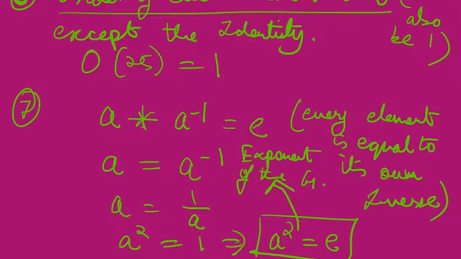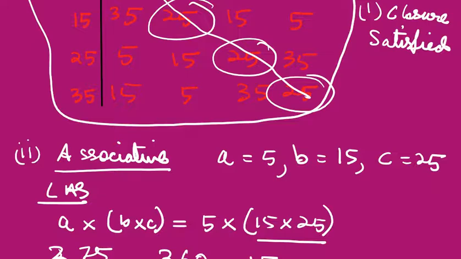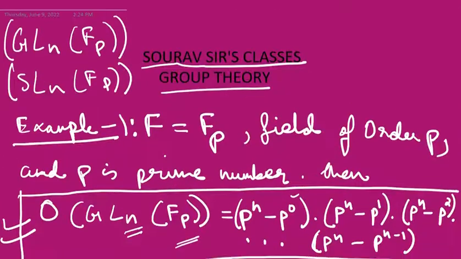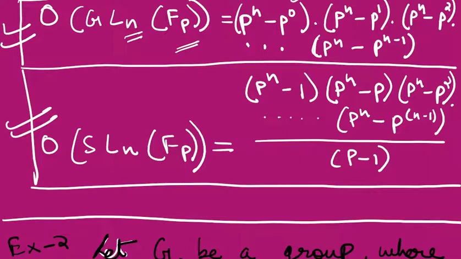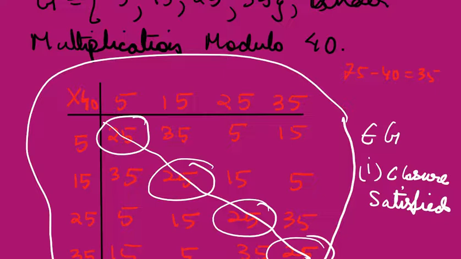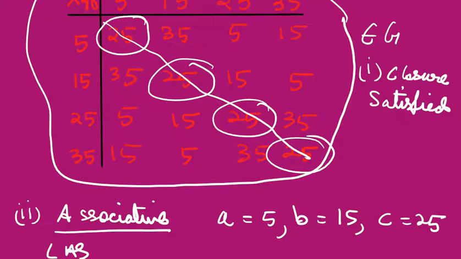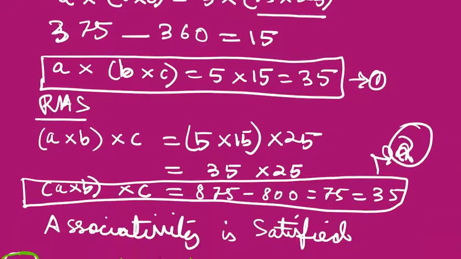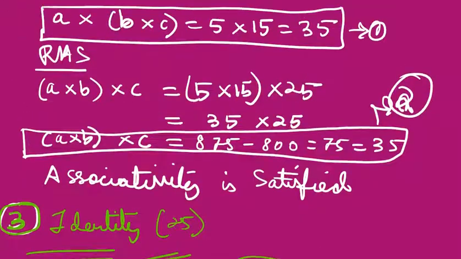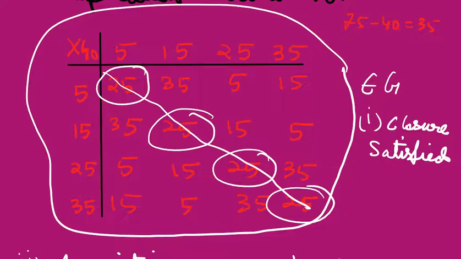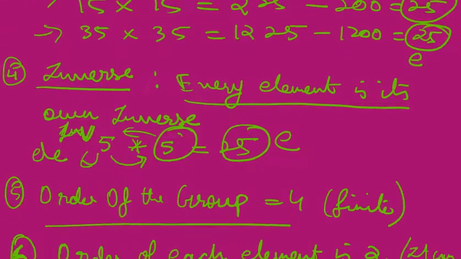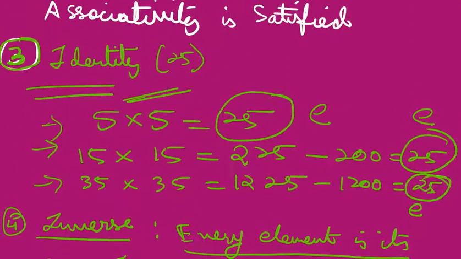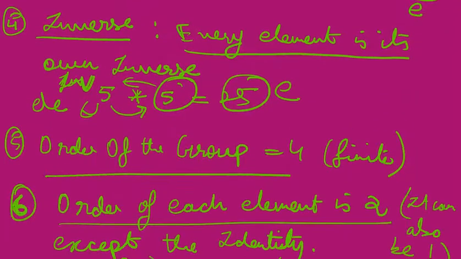Okay, did you understand, students? Today what we learned in theory, we have done in an example, where I showed you how to find the order of the general linear group and the order of the special linear group. Then I showed you multiplication modulo 40 and how you can get the identity. And then the closure property, I satisfied it. Associative property, I did it with numbers. Identity property, I showed you how you can find the identity quickly by looking at the diagonal. And you see how the inverse comes out from the identity itself. Every element is its own inverse.